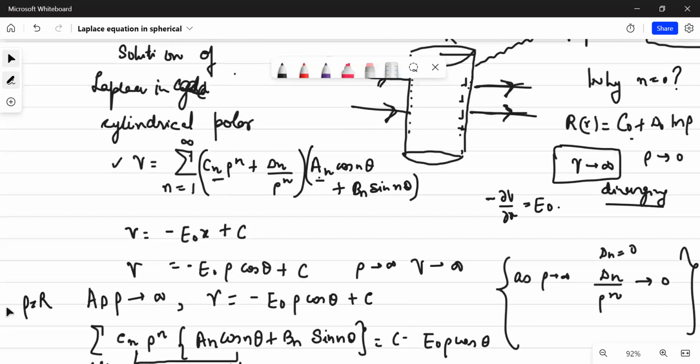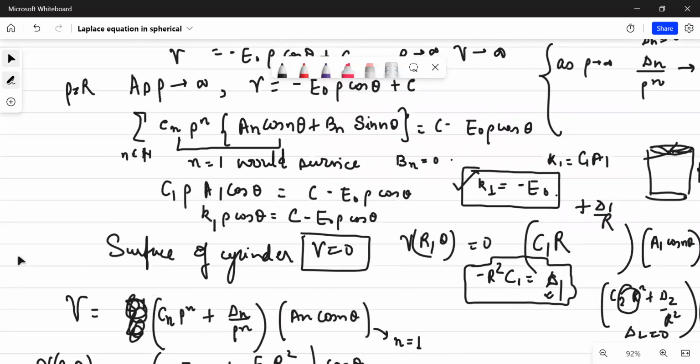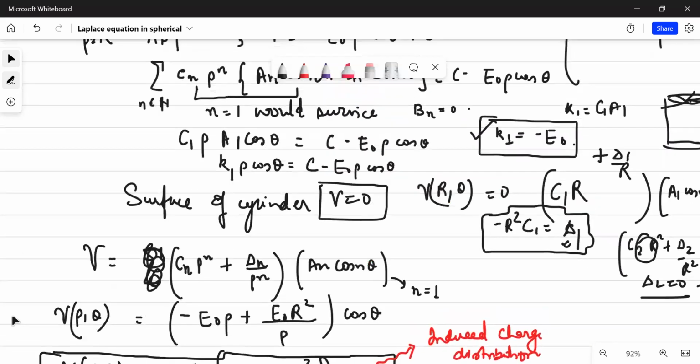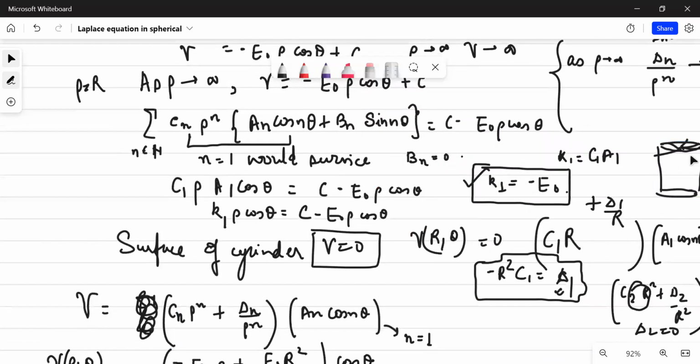Now what has happened? If you think, why did this C1 go away? Because we have taken the additional condition that our potential on the cylinder should be 0.